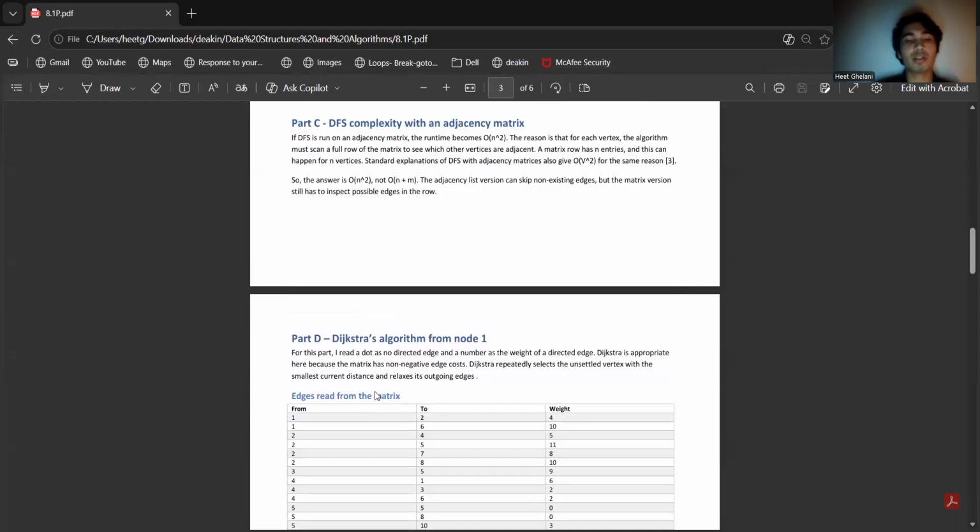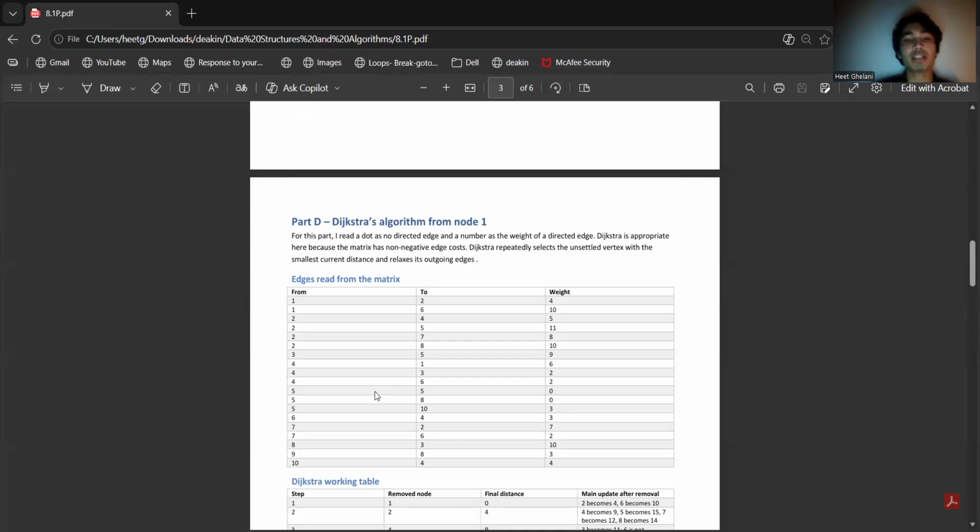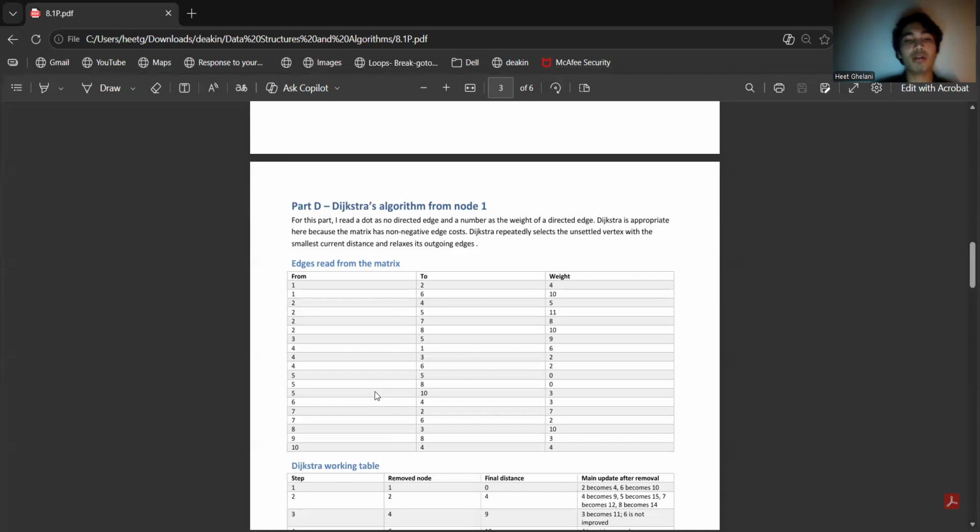Now let's focus on part C, which is basically about DFS with adjacency matrices. In part C, the question asks for the runtime complexity of DFS when the graph is represented using an adjacency matrix instead of an adjacency list. So yeah, basically the answer is O of n squared. The reason is very simple: for every vertex, DFS must scan the entire row of the matrix to check possible neighbors. Even if an edge does not exist, the matrix position still needs to be checked. Since there are n rows and each row has n entries, the complexity becomes big O of n squared.